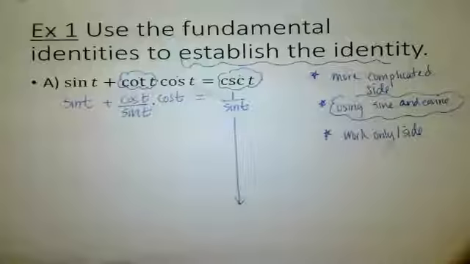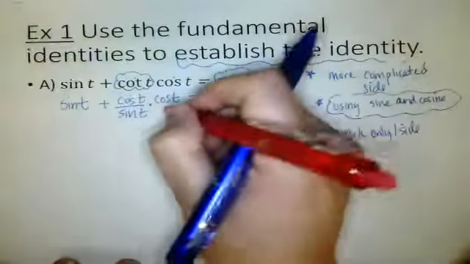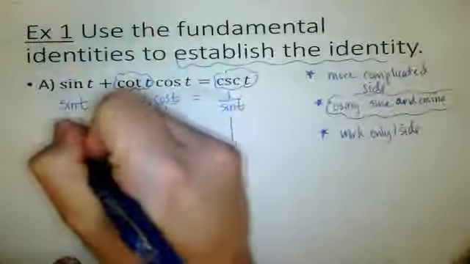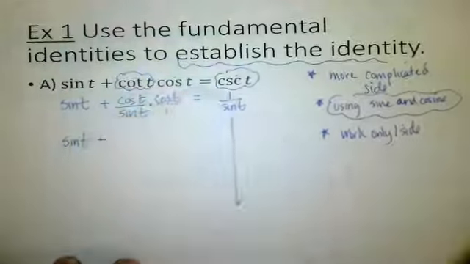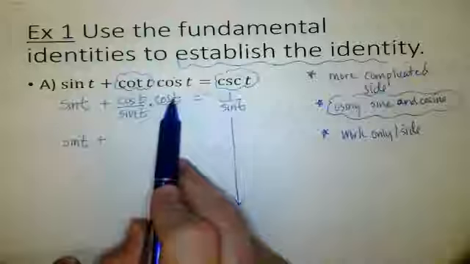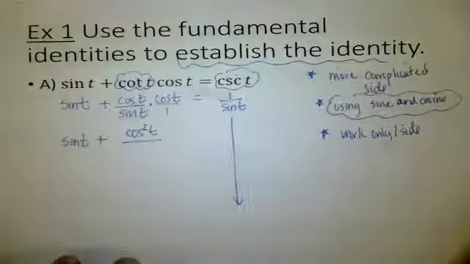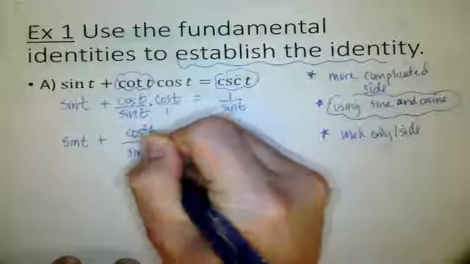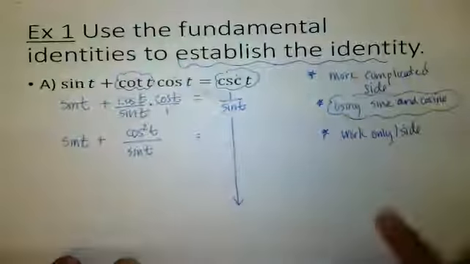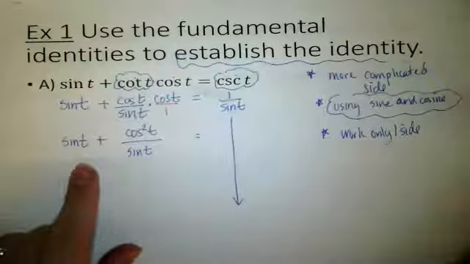What happens over here on the left? Do they cancel? No, they don't. So we get sine of t plus, what does this become? Cosine squared t. Very good. Over sine of t. Good. And then, what do we need to do to add fractions together?